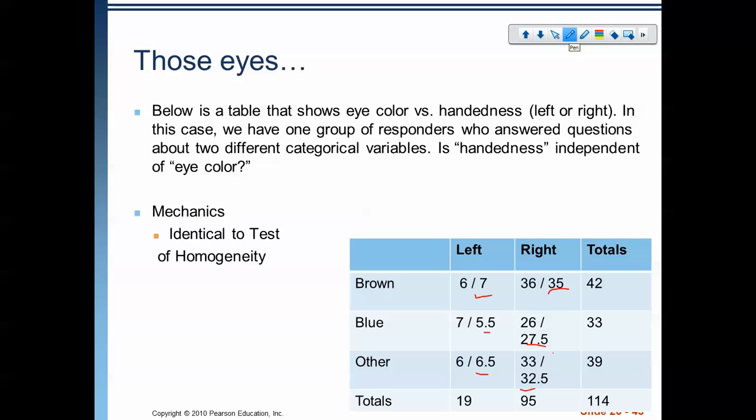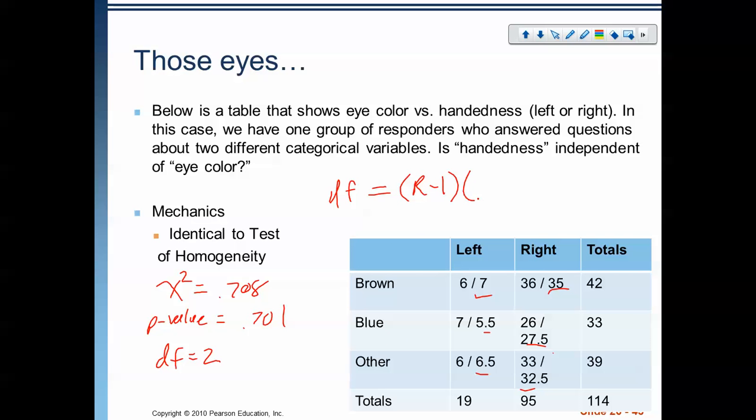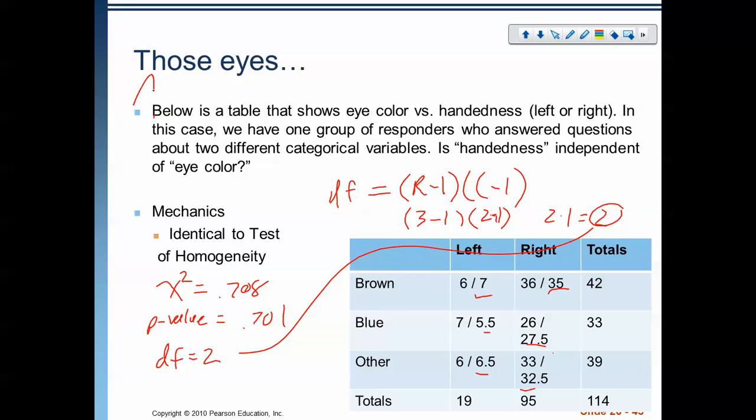So the test is identical. My chi-square statistic was 0.708, my p-value was 0.701, and my degrees of freedom was 2. Just as a reminder, degrees of freedom is rows minus 1 times columns minus 1. We have 3 rows, so that's 3 minus 1, times 2 columns, 2 minus 1. So that's 2 times 1, which is obviously 2. Okay, so there's my mechanics. That's the big M in my HAMMOCK step.